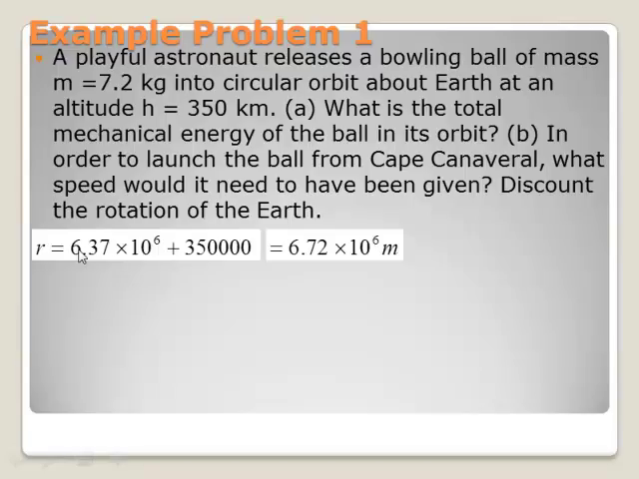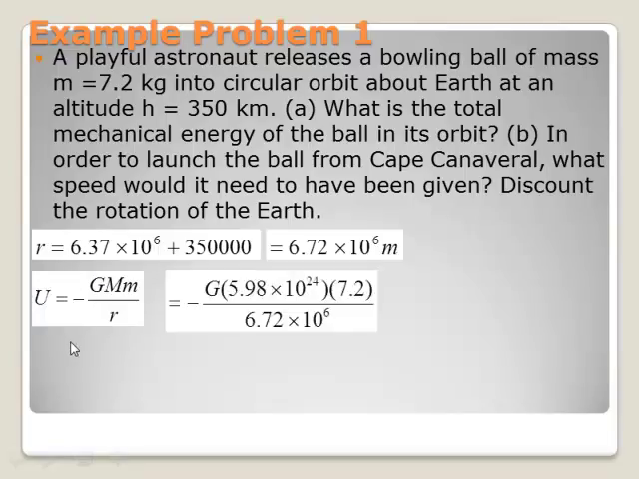So we want to find the total mechanical energy. When the bowling ball is in circular orbit, it has gravitational potential energy and kinetic energy. So its gravitational potential energy will be equal to negative GMm over r. So we just plug in numbers, and we get negative 4.275 times 10 to the 8 joules.